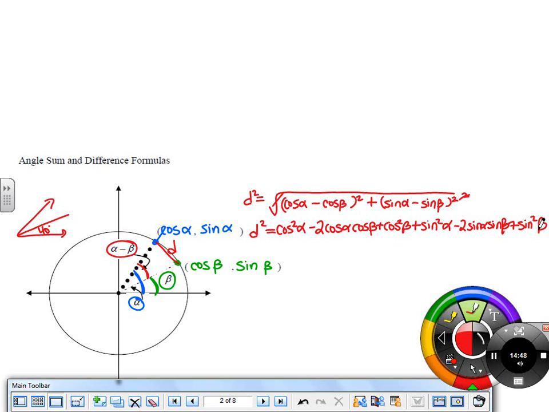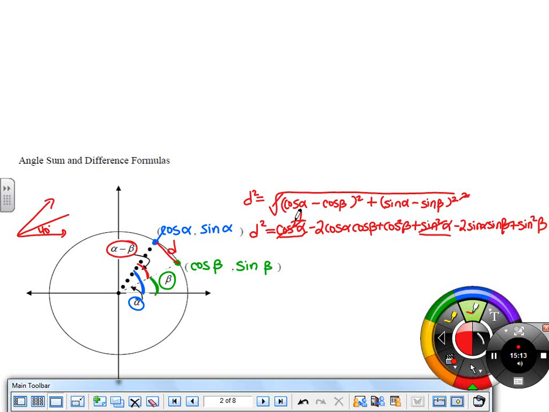Taryn: Cosine squared alpha plus sine squared alpha. Good. So we learned yesterday in a Pythagorean identity, if you have cosine squared of an angle plus sine squared of the same angle, what does that really equal? 1. So this plus this is really equal to 1. Okay, so I'm going to go ahead and just write 1. Is that okay with everybody? I didn't cancel them out.